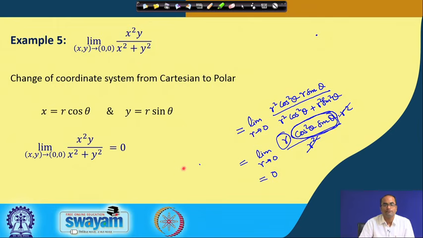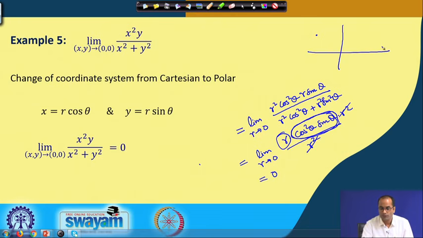For example, in this particular case, one might again get confused that approaching this point along the line y is equal to m x will also give the limit as 0, but here we have fixed the path. So, y is equal to m x, these are the straight lines approaching the (0, 0) point.